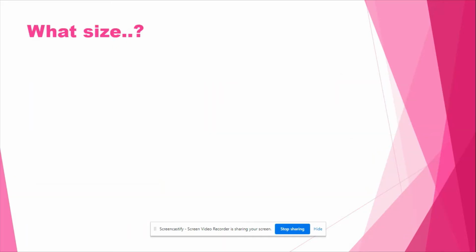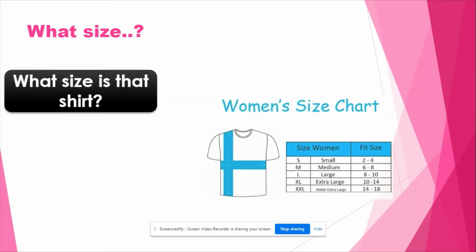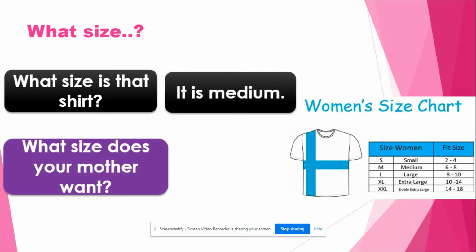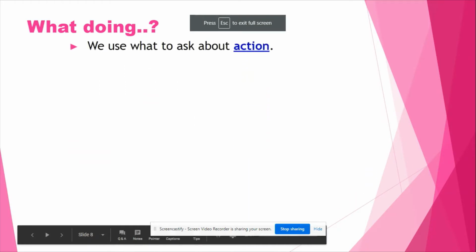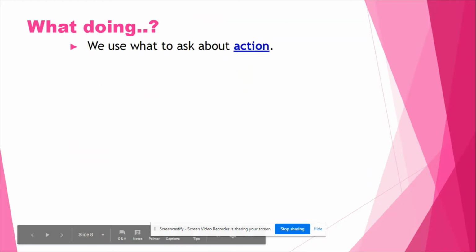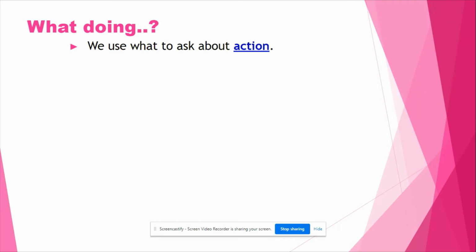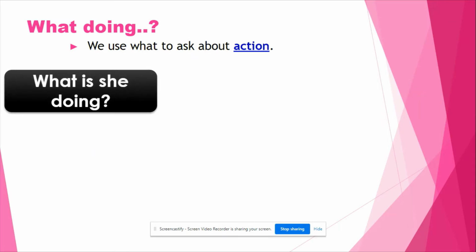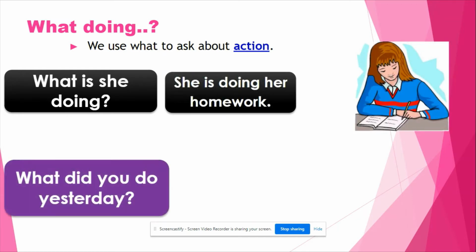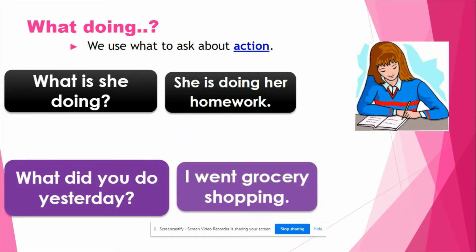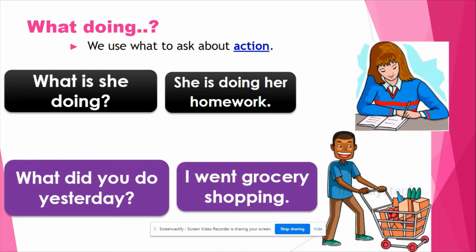We also use what to ask about sizes. What size is that shirt? It is medium. What size does your mother want? She wants a small size. We also use the question word what to ask about action. What is she doing? She is doing her homework. What did you do yesterday? I went grocery shopping.